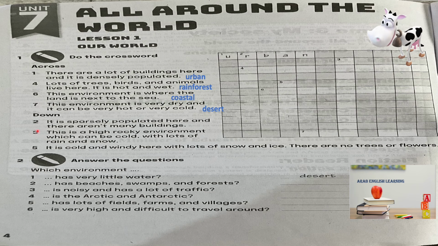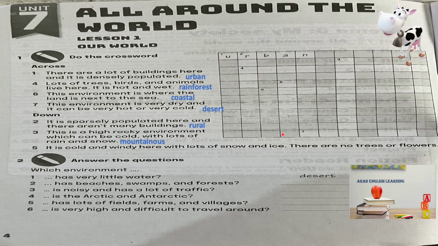Exercise down 2. It is sparsely populated here and there aren't many buildings. Sparsely populated means less population. And number 2 down start with R. It's rural environment. 3. This is a high rocky environment which can be cold with lots of rain and snow.